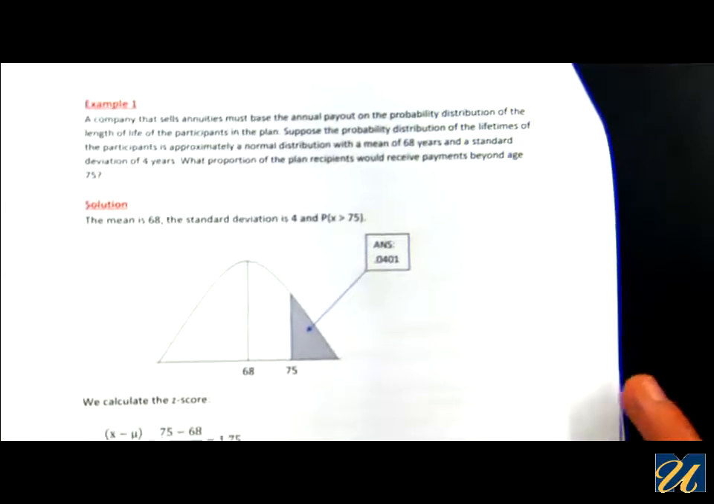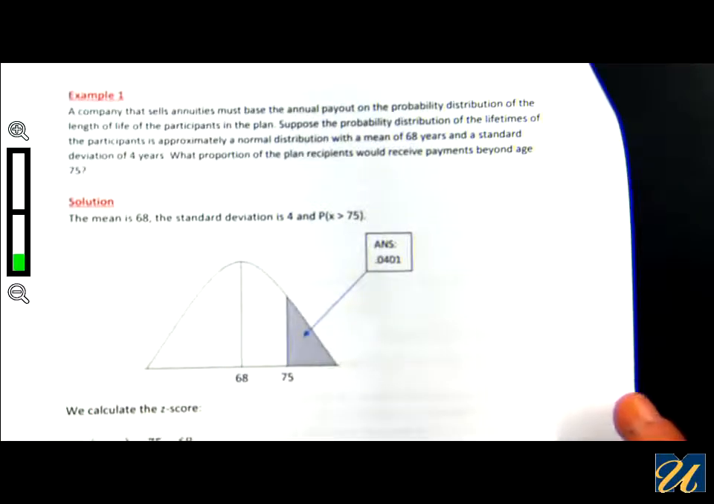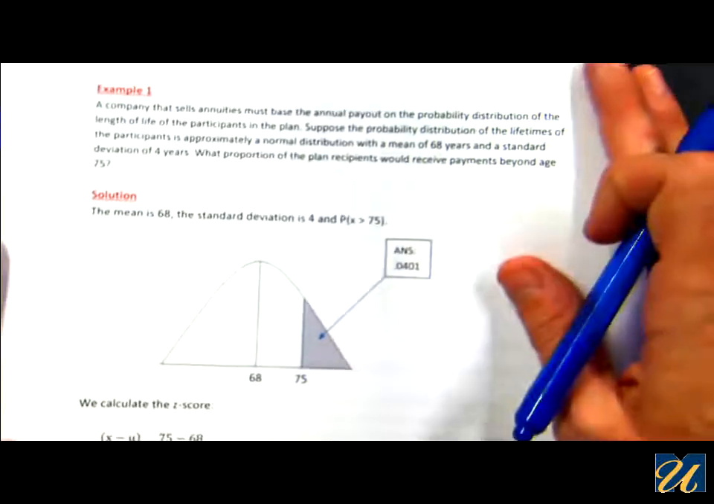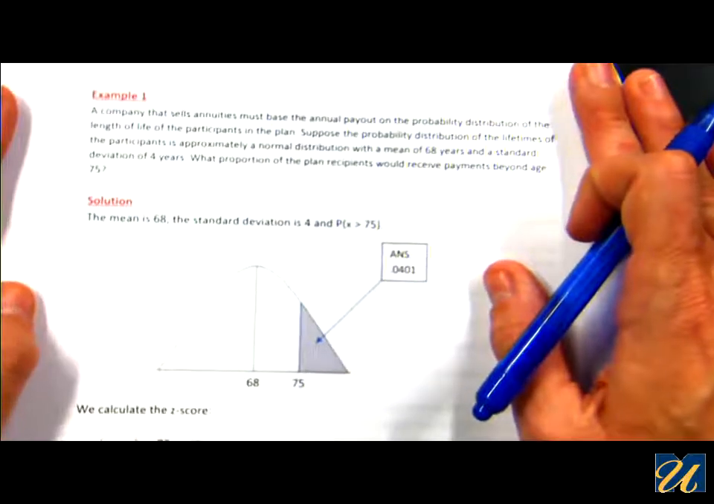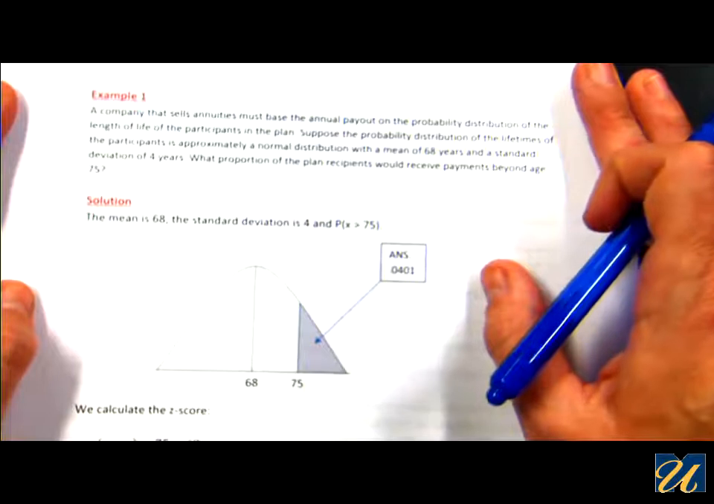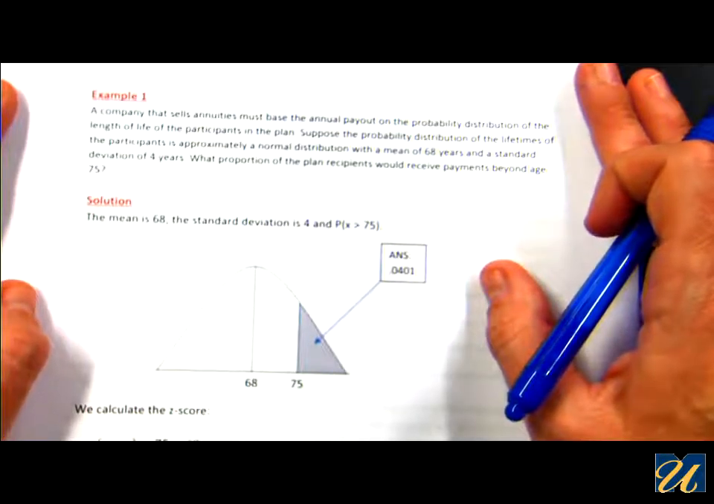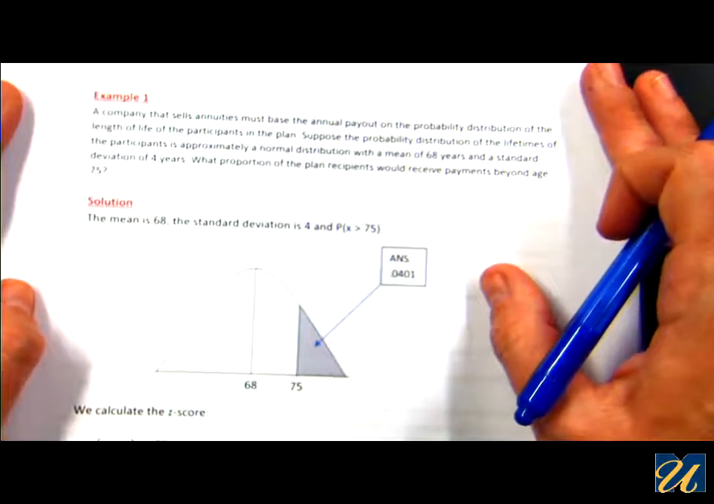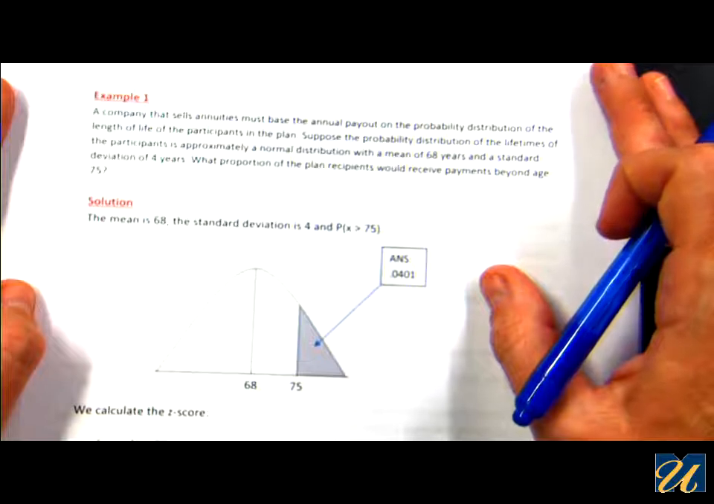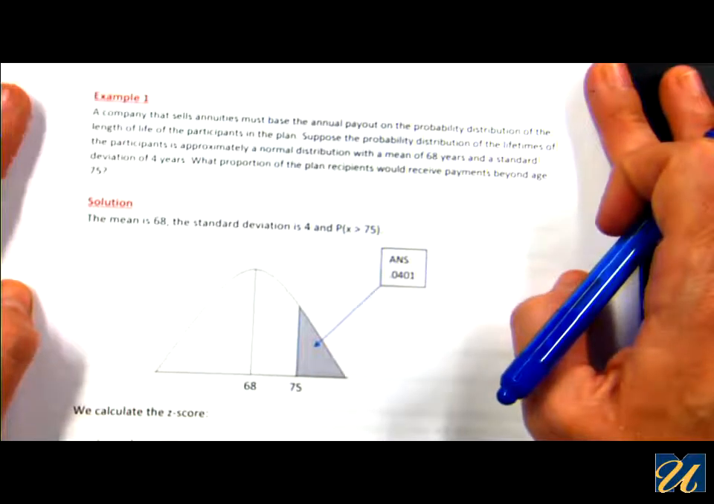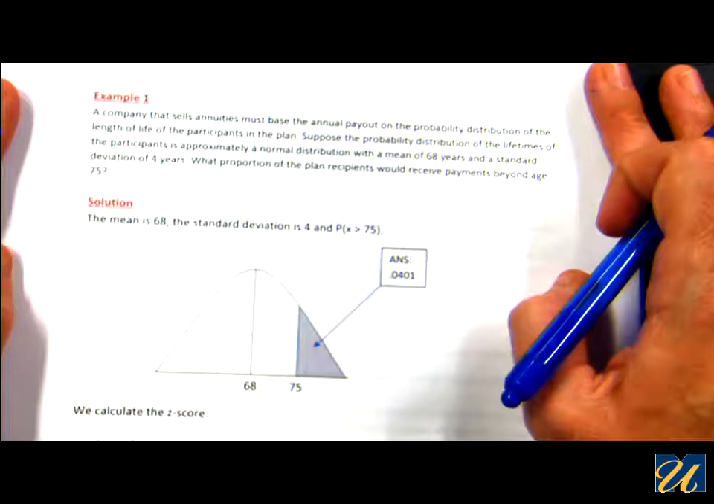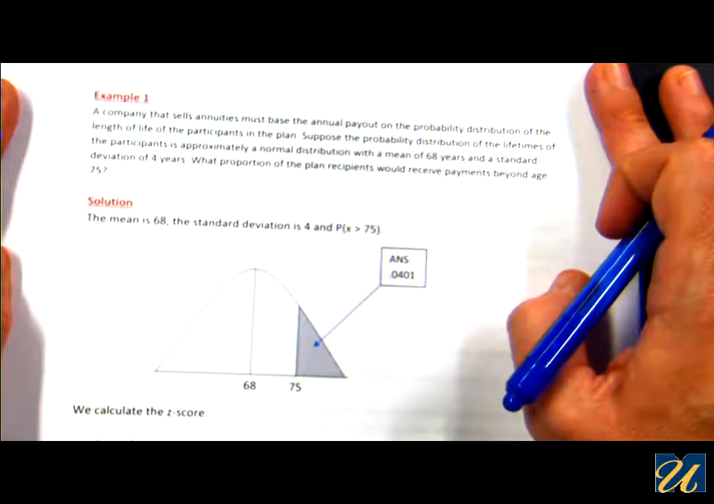These are typical examples of what you should expect for the normal distribution. A company that sells annuities must base the annual payout on the probability distribution of the length of life of the participants in the plan. Suppose the probability distribution of the lifetimes of the participants is approximately a normal distribution with a mean of 68 years and a standard deviation of 4 years. The proportion of the plan recipients who would receive payments beyond age 75.